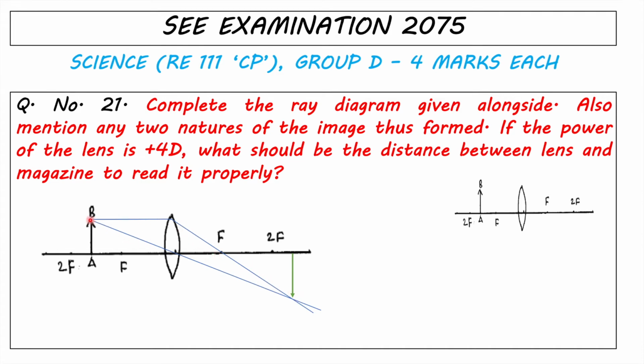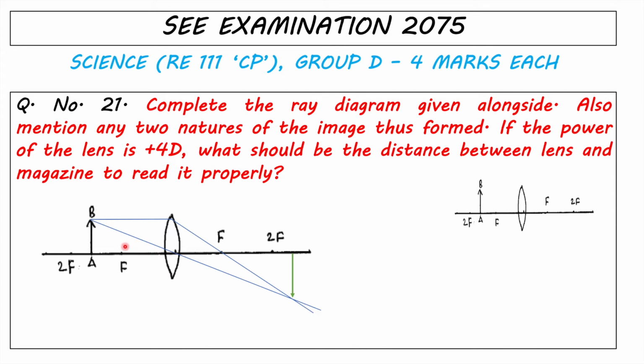The first ray comes from the top of the object parallel to the principal axis, or the optical axis, until it reaches the center of the lens, and then it deviates through the focal point. And you can extend it as much as you want.